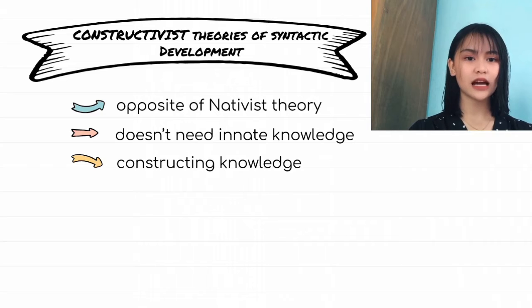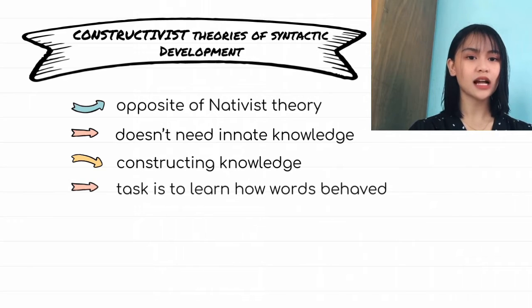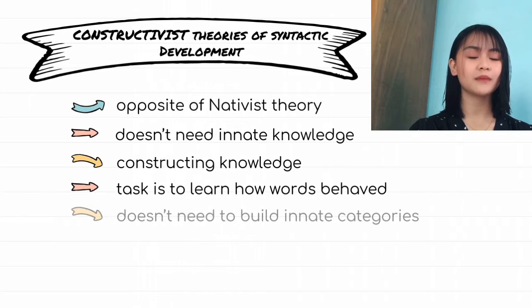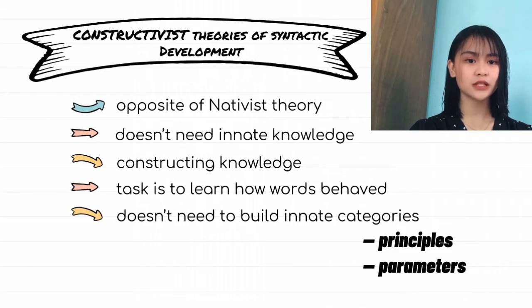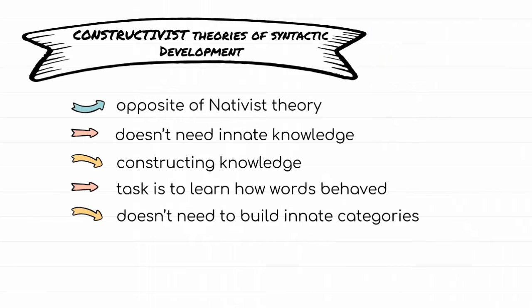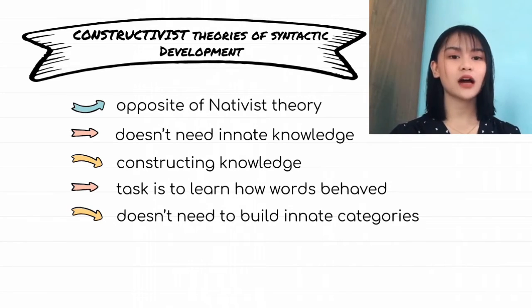In this theory, a lot of constructivists state that a child's task is to learn how different words behave in sentences, categorizing together words that behave in similar ways, and extracting the patterns that govern this behavior from the input they hear around them. This means that in the constructivist world, there is no need to build innate categories such as principles and parameters. Children build the syntax of their language from the bottom up.